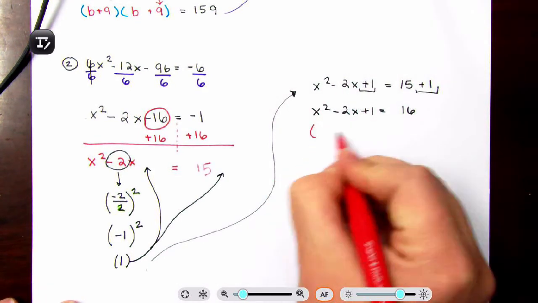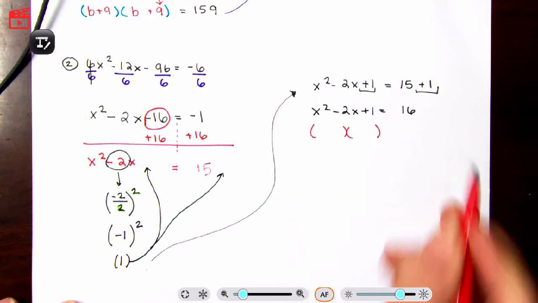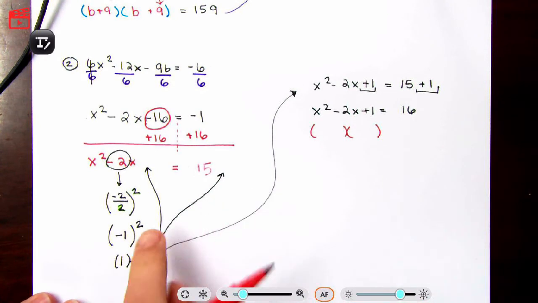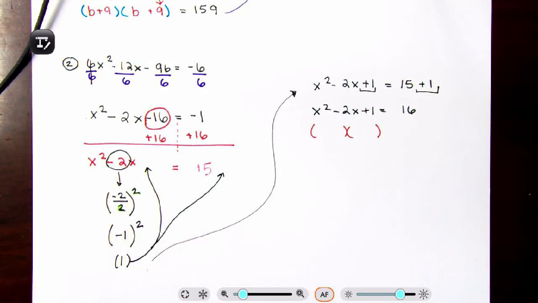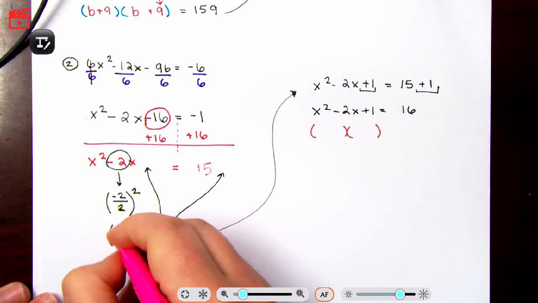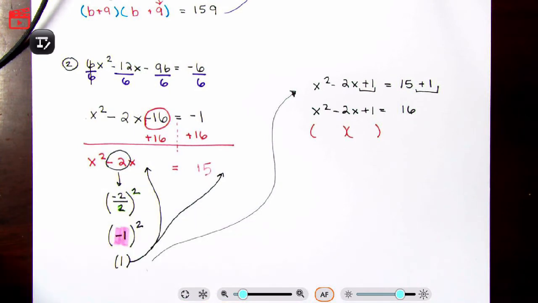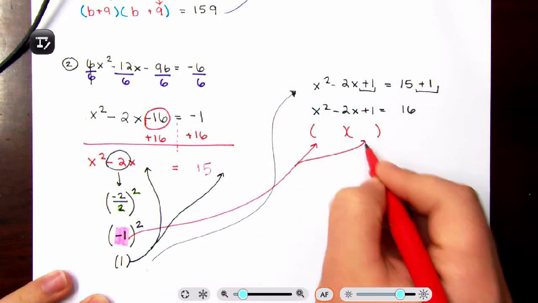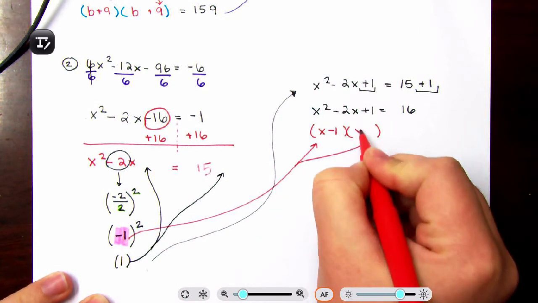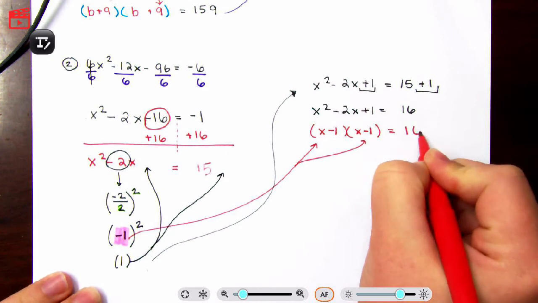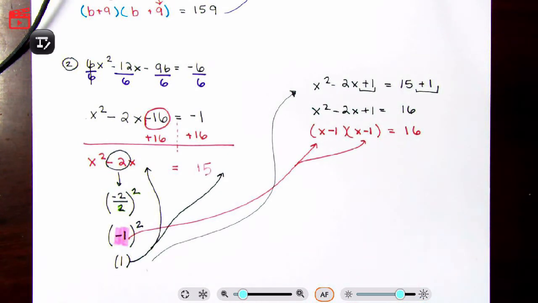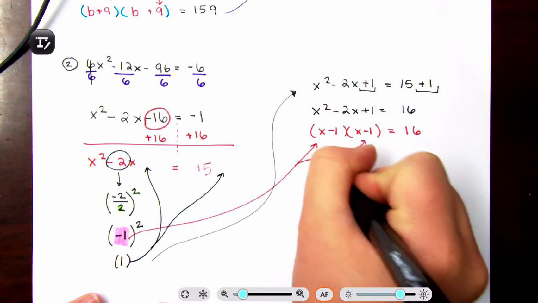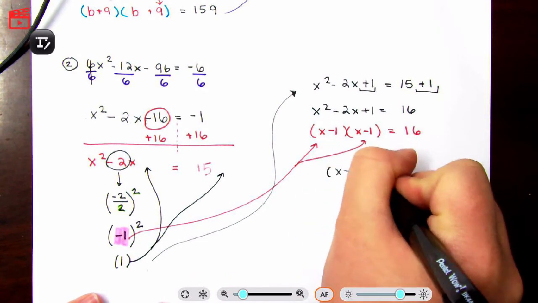Again, factoring bubbles. Now that we have a factoring bubble, what you're going to do is, remember this one here, the b divided by 2 number, which was negative 1. You're going to take that negative 1, and those are going to be your factors. So I have x minus 1, and that's equal to positive 16. Now we have x minus 1 squared, that's equal to 16.